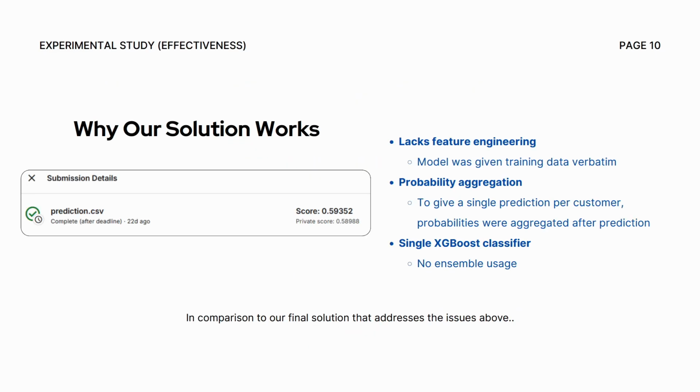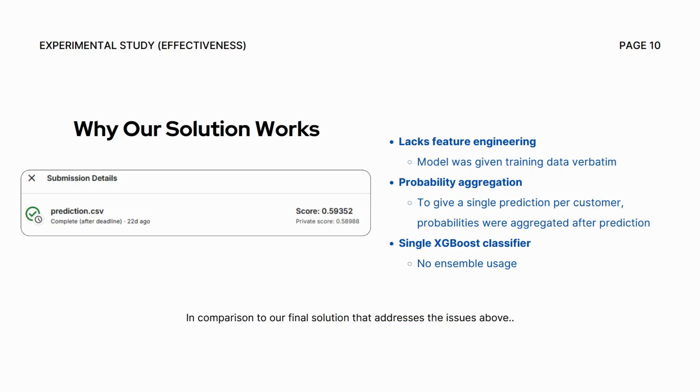So here is an experimental study on the effectiveness of our solution and why it works. Over here is a prediction that I submitted before we implemented a lot of the measures that are present in our final solution. As you can see, our score was only 0.59. So what was this solution missing? Firstly, it lacked any form of feature engineering. There was no aggregation whatsoever, which brings me to my next point, the probability aggregation.